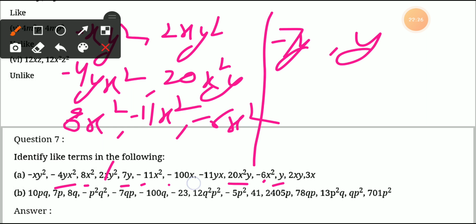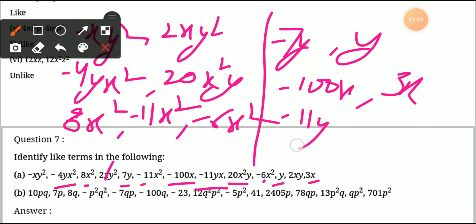Now the next, minus 100x, which contains only 1x. So 3x will only come here. Then minus 11yx. So along with this we will have here 2xy.